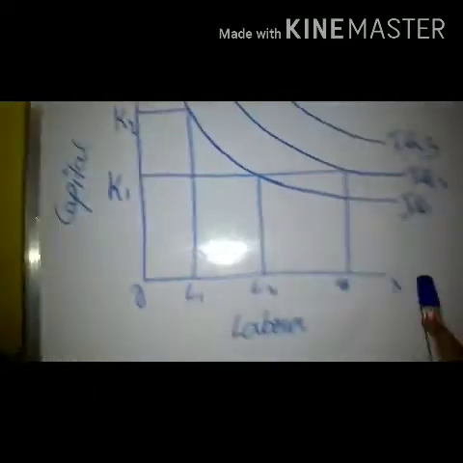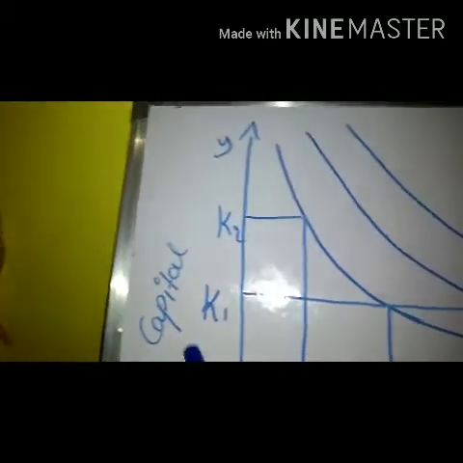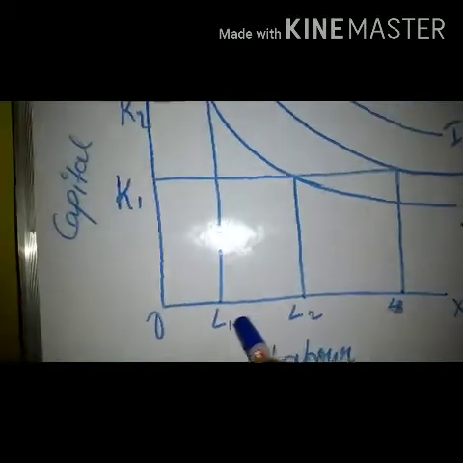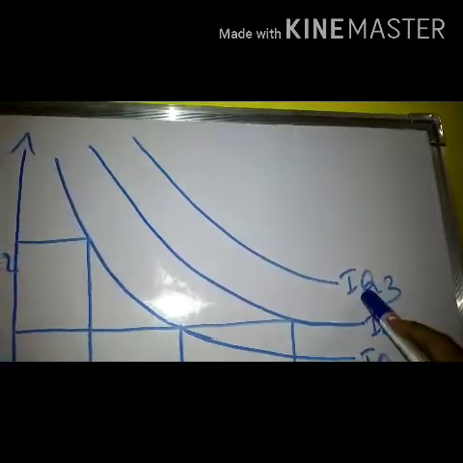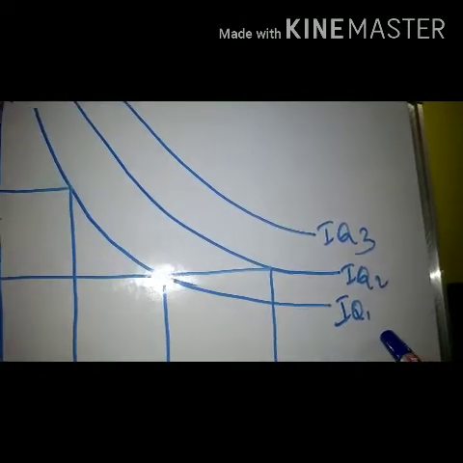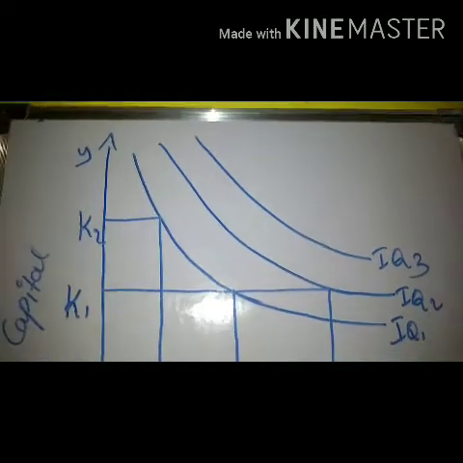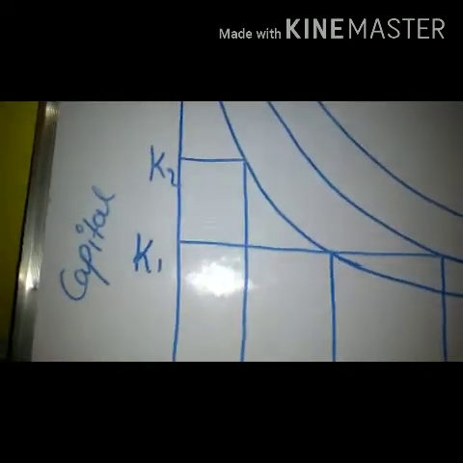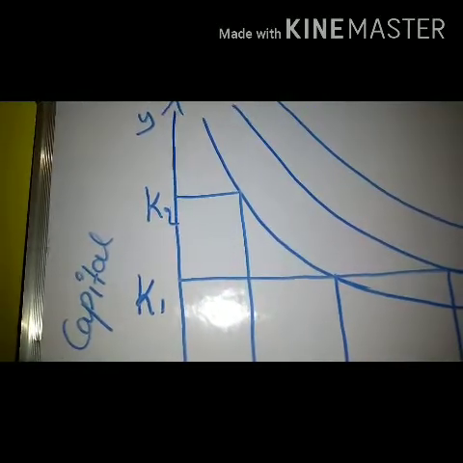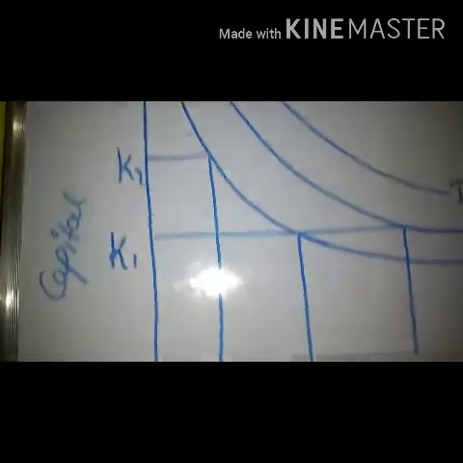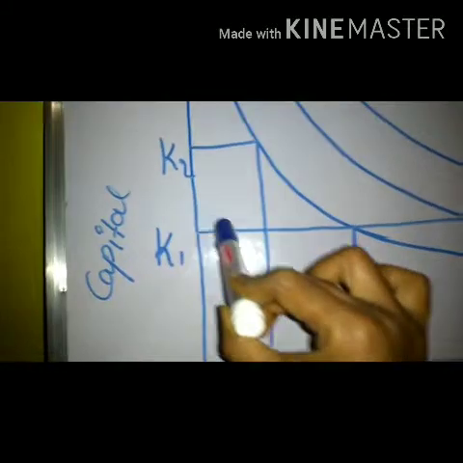Here in the OX axis we are taking labor and in the OY axis capital is measured. So capital is denoted with K and labor is denoted with L. So here we have three curves, IQ1, IQ2 and IQ3. IQ1 is isoquant 1, IQ2 isoquant 2 and IQ3 isoquant 3. Okay, so when we utilize L1 unit of labor and K1 unit of capital, the output will be the same.